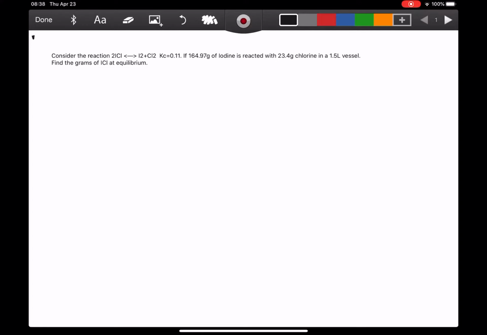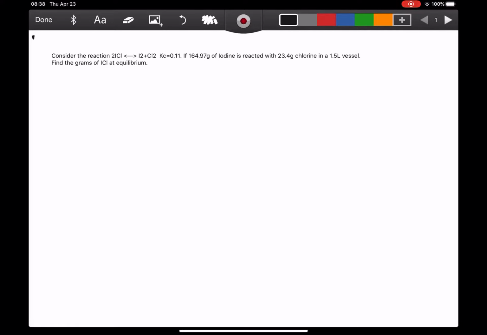This is the Homeschool Chemist, and today we're going to look at a problem where we are asked to find the grams of products at equilibrium given the grams of reactant and given Kc. So in this problem, they're asking us to consider the reaction of 2ICl going to form molecular iodine and molecular chlorine, or I2 and Cl2.